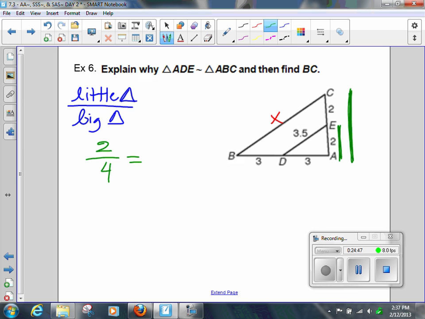3. 3.5. Why? Because it corresponds to X, right? Do you guys agree with that? Great. Solve. 2x is equal to, is it 14? Did you get 7? I didn't do it like that, but I got it right. I did 3.5 times 2. Oh, why did you do 3.5 times 2?